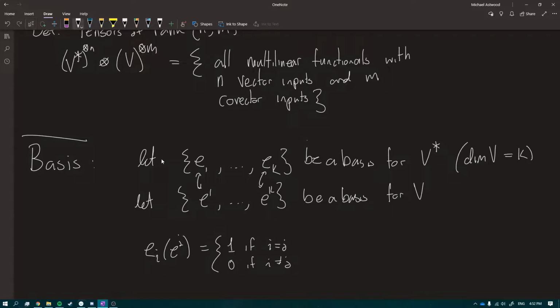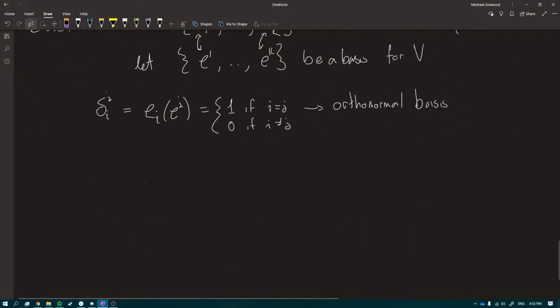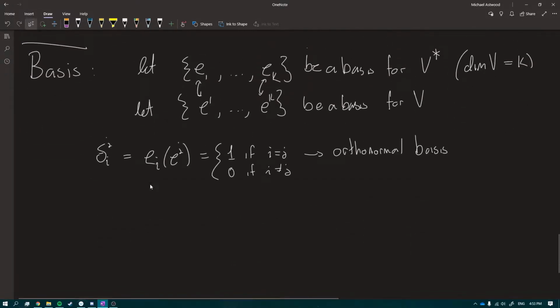This notation is going to be called the Kronecker delta, and we write it as a delta with an i in the lower index and the j in the upper index. So this is an orthonormal basis, because they're orthogonal and they're normalized.